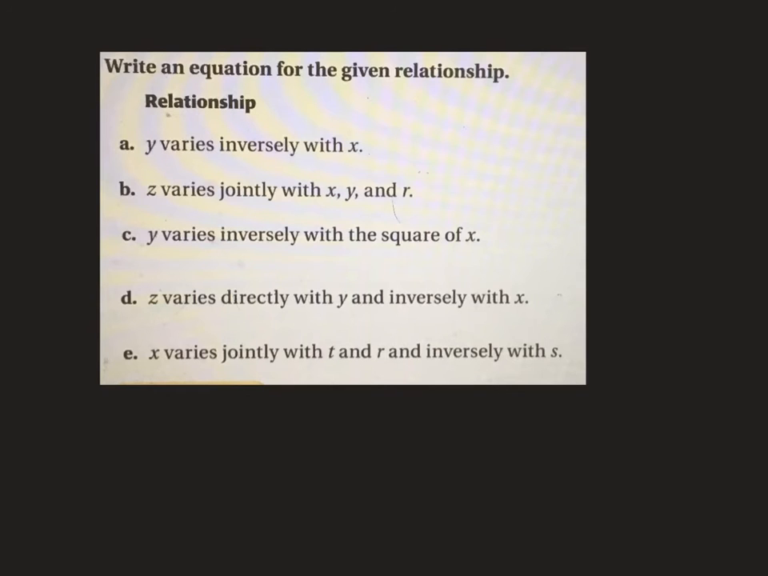All right, write an equation for each given relationship. Just make sure you got them all straight. The first one says y varies directly with x. Sorry, varies inversely. I'm having a hard time reading today. Varies inversely. That's what we did yesterday. So I'd say a over x. The next one, z varies jointly as x, y, and r. Part C, y varies inversely with the square of x.